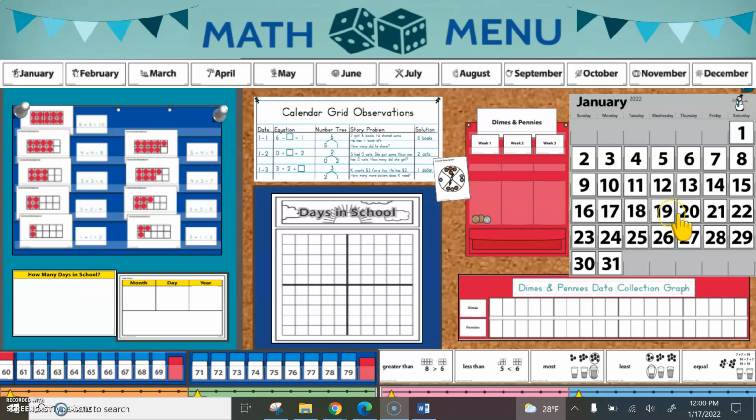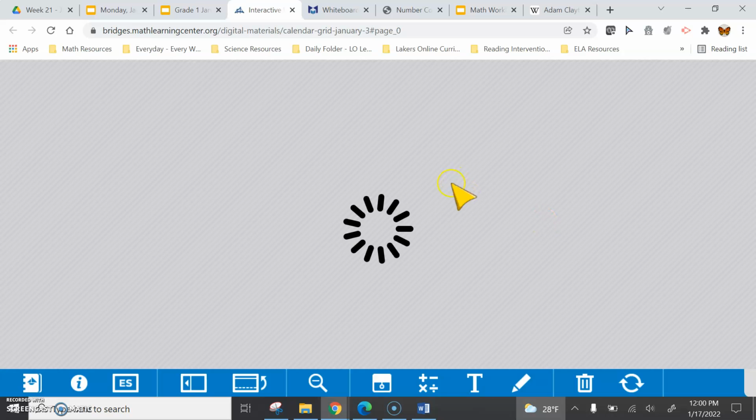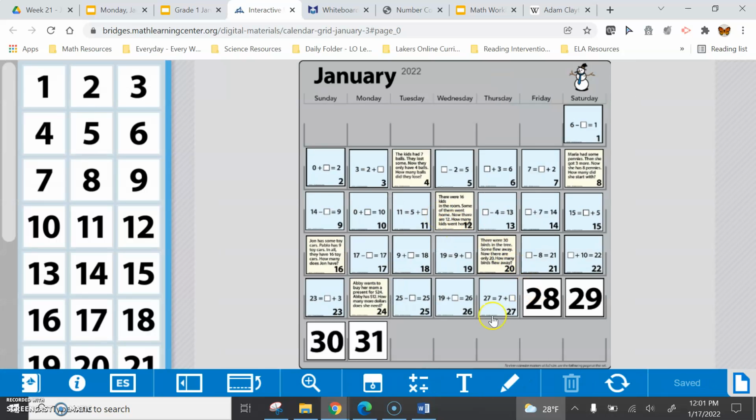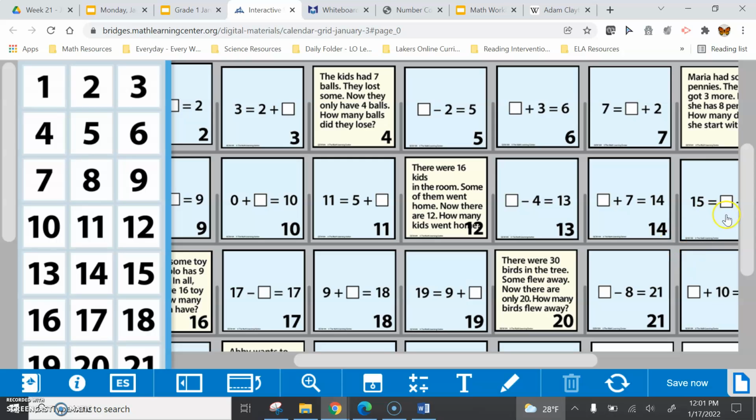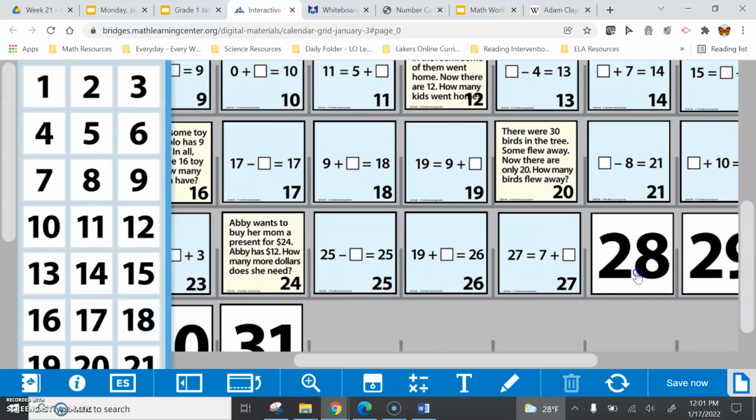Let's find out what's on our calendar for the day. Make it a little bigger for you to see.